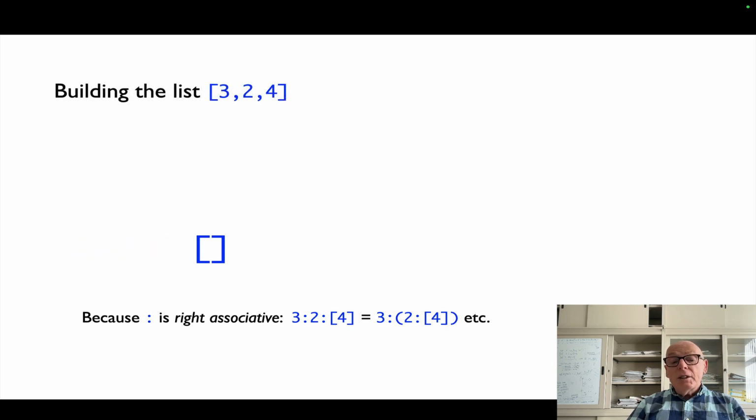We can think of building this. We start with an empty list, we cons 4 on the front, and then we cons 2 on the front of that, and then we cons 3 on the front of that. So we can see it being built from the empty list that way. We could also start with the list and decompose it using pattern matching. And it results in building the list by successively adding elements at the front of the list. And that gives us our list 3, 2, 4.